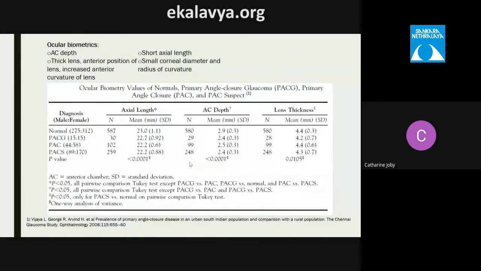Ocular biometrics like anterior chamber depth, thick lens, anterior position of lens, increased anterior curvature of lens, short axial length, small corneal diameter and radius of curvature have also been proved as risk factors for primary angle closure disease.